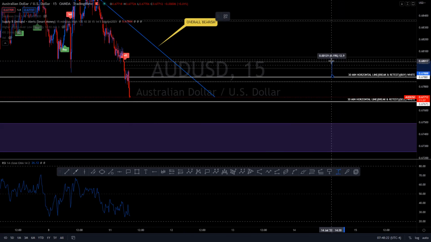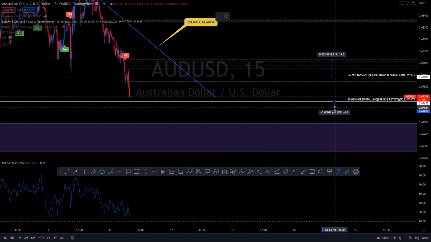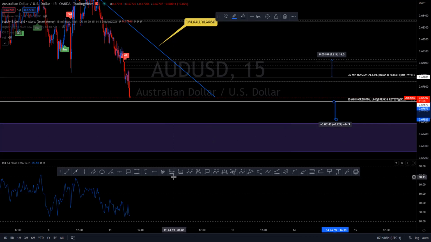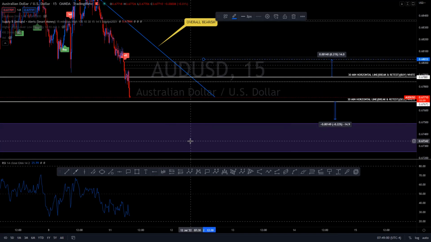So this would be about 14 pips. This is probably what I'd be looking for if price came up to here. But if price continue to sell, then I would be looking to get at least 12 pips down to this zone here, at least. So at this point, I will go ahead and let's see. So then I will go ahead and place my take profit lines here and here.